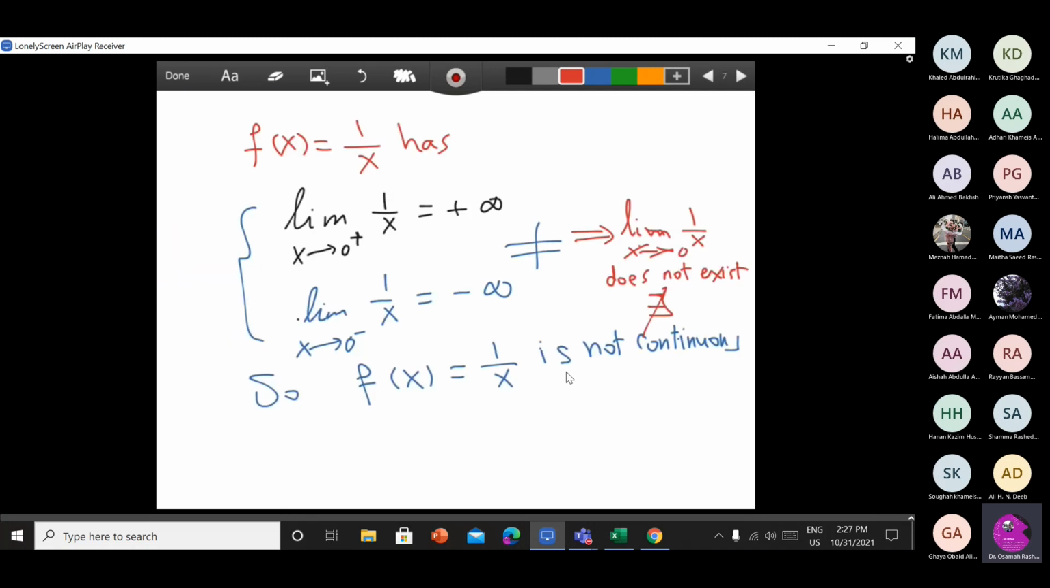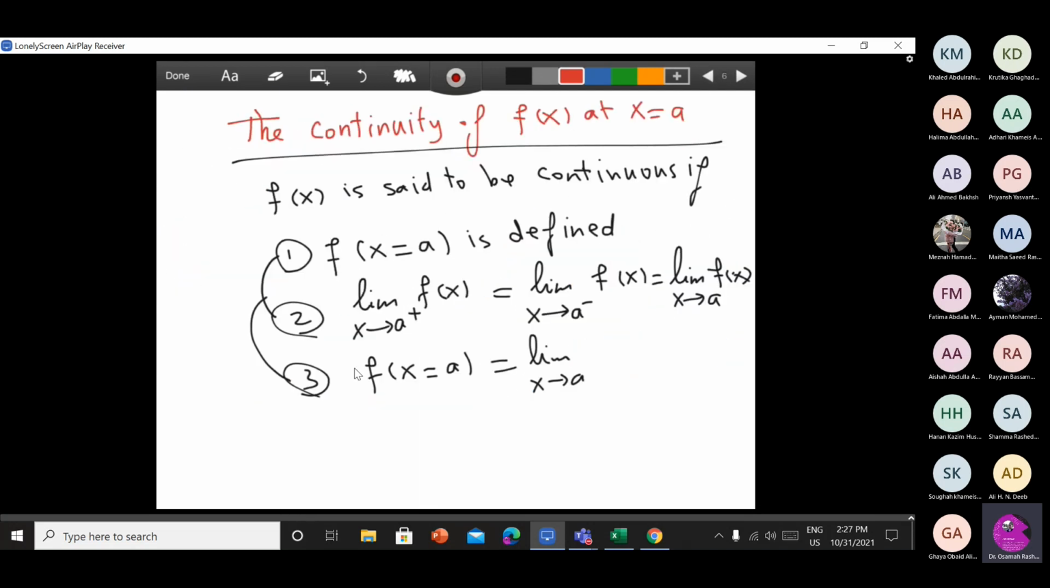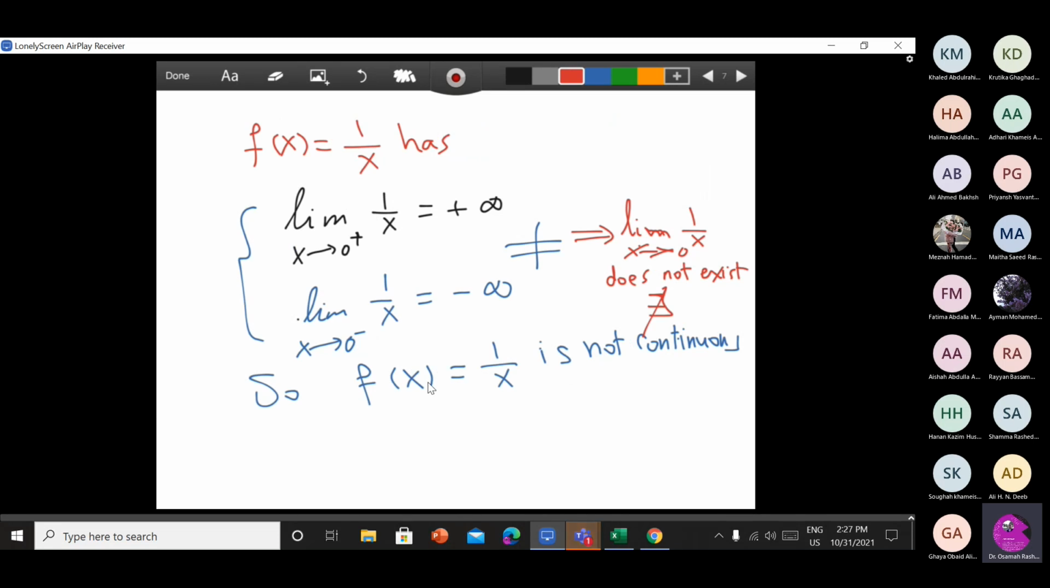Up to this definition of the continuity of any function. To check the continuity, you have to find the right limit and left limit, and if they are equal, and the value of the function is defined and equal to this limit, the function will be continuous. Otherwise, it will not be continuous. So this function has no limit. The limit doesn't exist at x equal to 0, so it is not continuous at x equal to 0, right? Let's have another example.